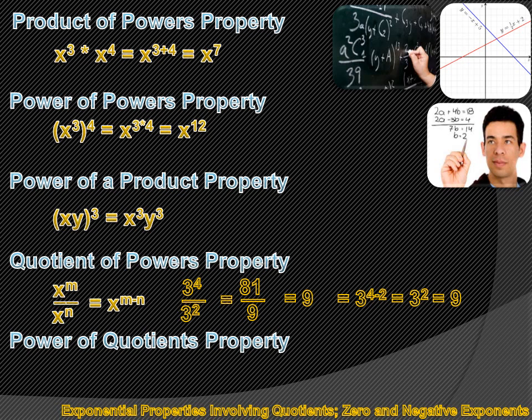Lastly, let's talk about the power of quotients property. If I have a division problem or a fraction, like x divided by y, and I want to raise that to some power, like m, I just distribute that m to both the numerator and the denominator, and in this case I get x to the m divided by y to the m. Let's look at an example. If I have 3 divided by 4, and I want to raise that to the 2nd power, I simply raise my 3 to the 2nd power, and then I raise my 4 to the 2nd power.